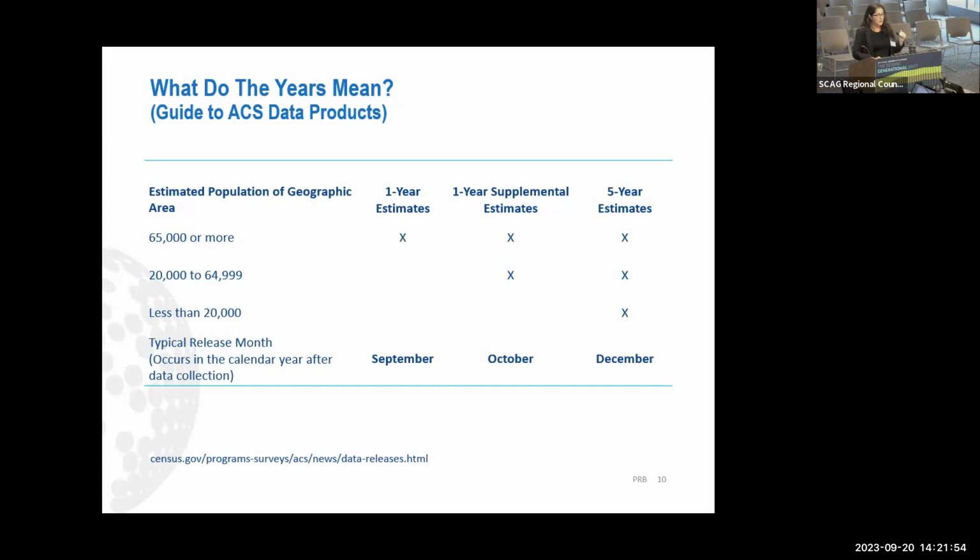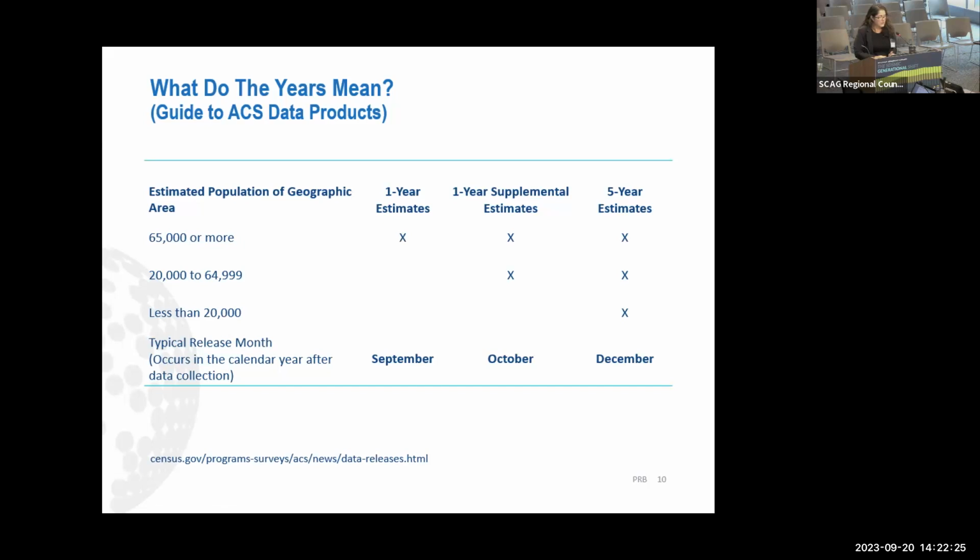For some places with population between 20,000 and 65,000, there's a more limited list of data products that are available from the one-year data products. And then every place, every census tract, every school district, every tiny county gets data in what's called a 5-year estimate. So that is taking everything from January 1st of 2017 through December 31st of 2021, for example, and pooling all of those survey responses into that one 5-year estimate.